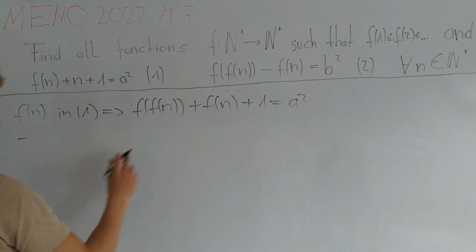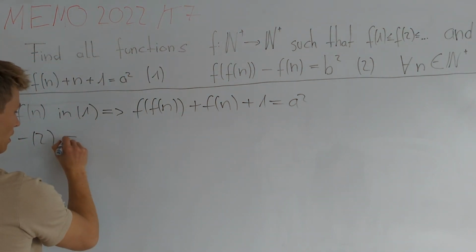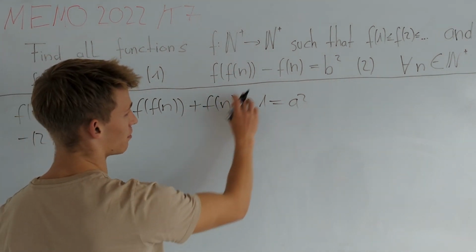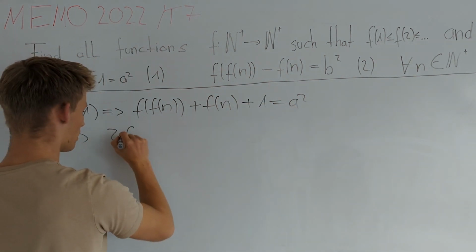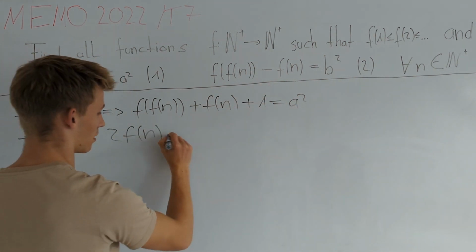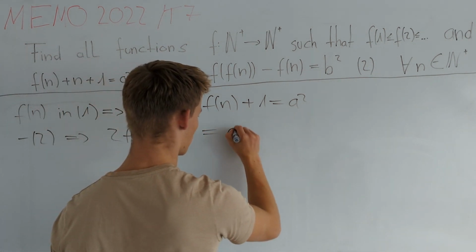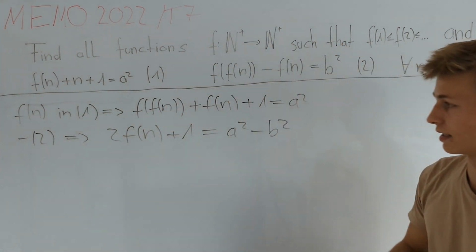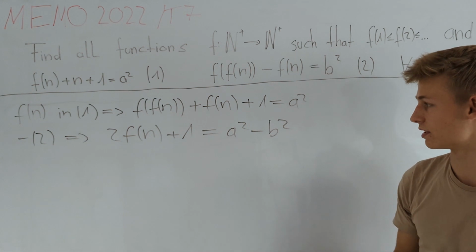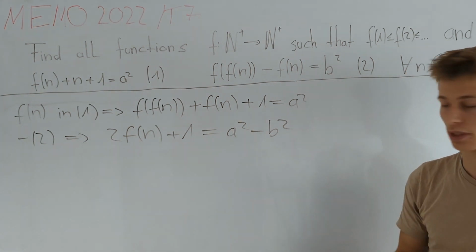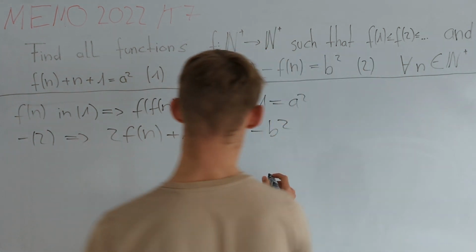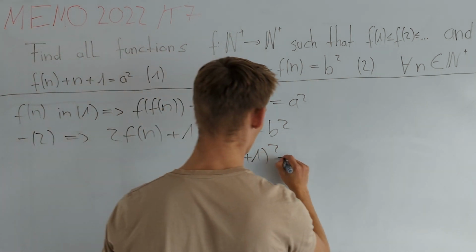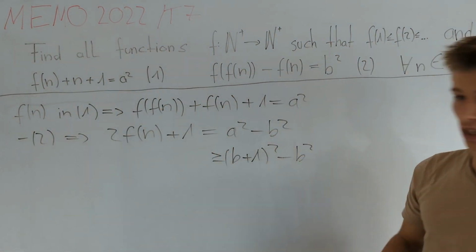We make this equation minus 2, and then we get that the f(n) term cancels out. Then we have f(n) minus f(n), which is 2 times f(n), and then we have a plus 1, and this is equal to a squared minus b squared. And here we see that the left hand side is positive, and therefore a must be greater than b, so we can say that this is greater than or equal to b plus 1 squared minus b squared, since both a and b are positive integers.